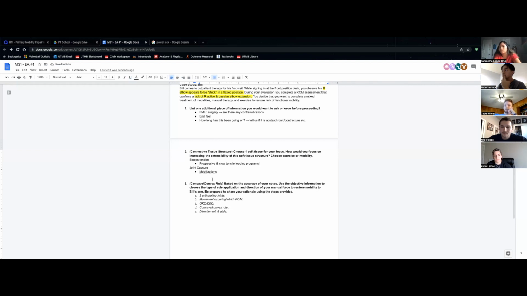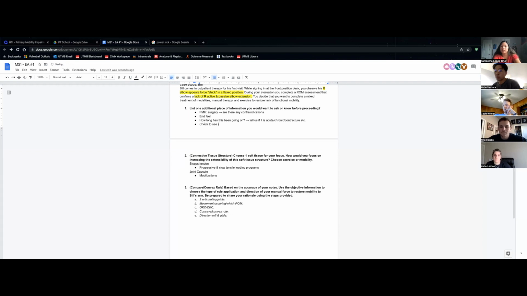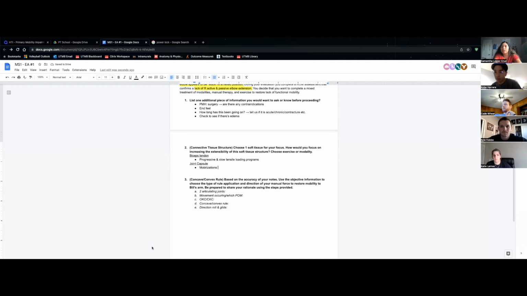Choose an exercise. I'm gonna check to see if there's any edema. Oh yeah, that's good too, because then that could tell us what kind of range of motion we can do, like isometrics or passive or active.